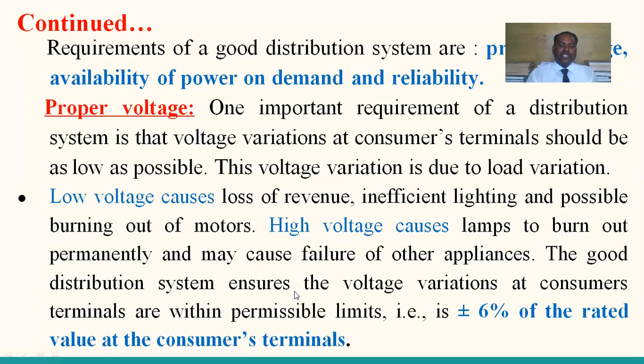A good distribution system ensures the voltage variations at consumer terminals are within permissible limits as per the IEEE standards, that is plus or minus 6% of the rated value at the consumer terminals. One best example I will give you. Suppose you purchase a quality Sony TV, maybe 42-inch or 60-inch, whatever it may be, the cost is hardly 1 or 1.25 lakhs. Suppose you put it in operation, within 1 or 2 days, due to the fluctuations in the voltage, the TV is gone.